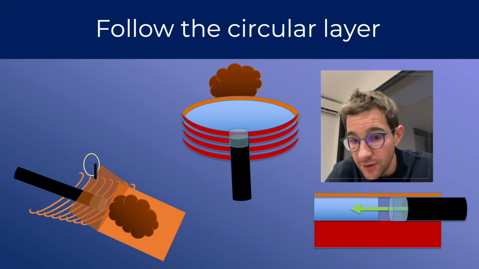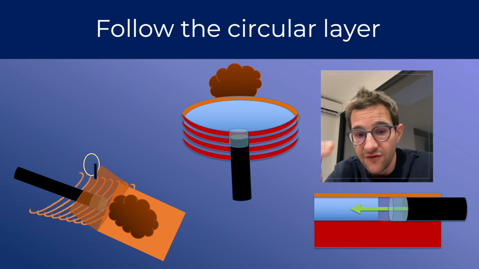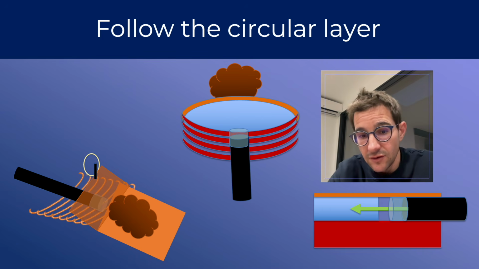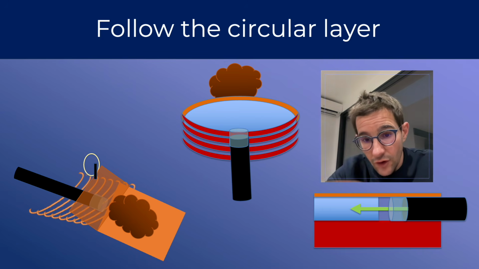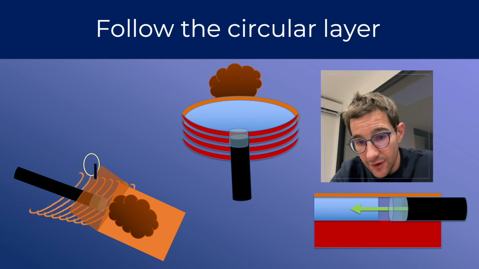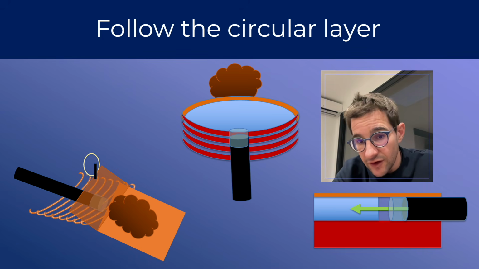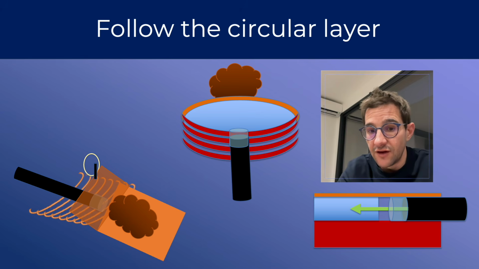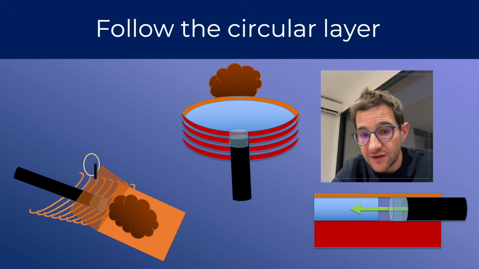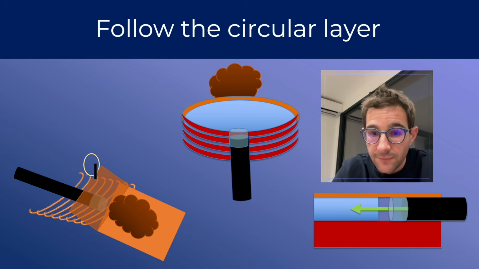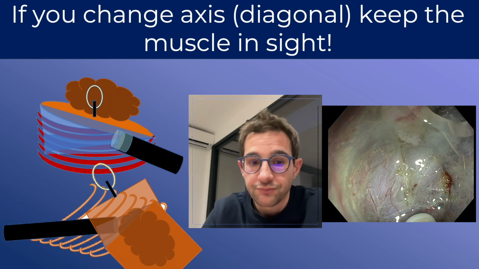So for example, in POEM procedure, we stay very close to the muscle in order to always have the axis of the circular layer. And if you have the axis of the circular layer, you know that you can stay perpendicular and go straight in the esophagus without losing yourself on the right side or the left side. Even if there is a very big dilation of the muscle, you will find a way to go.